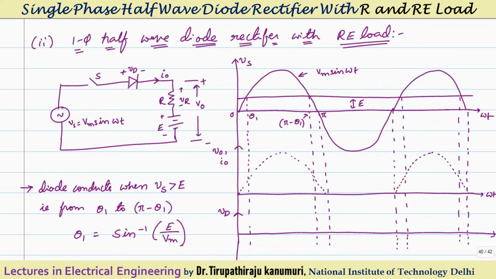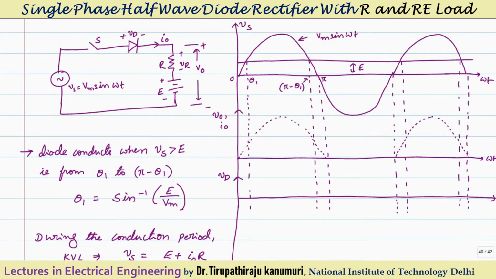Single phase half wave diode rectifier with RE load. That means let us assume I want to charge a battery. Whenever you are charging a battery, a current limiting resistor also will be connected. Let us assume that resistance is R, and the battery, which generally has a nearly constant voltage, let us take as an ideal battery, that means a constant voltage, being charged using a diode rectifier. So how will it behave?